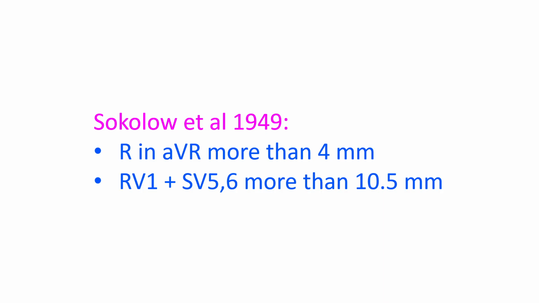All of us are quite familiar with the Sokolow et al. criteria for left ventricular hypertrophy. Criteria for right ventricular hypertrophy were also proposed by them in 1949. They were tall R in aVR more than 4 mm and RV1 plus SV5 or V6 more than 10.5 mm.